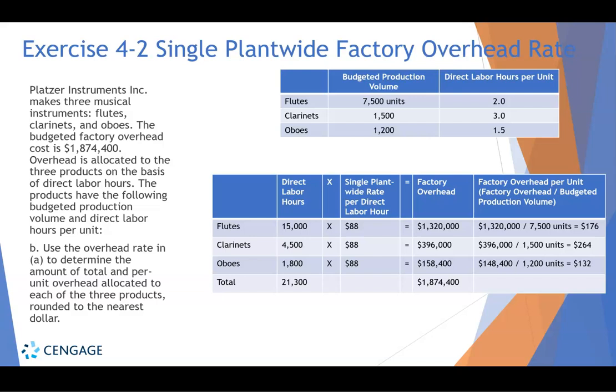Now, if we use that rate, we can figure out what will be allocated to the flutes, the clarinets, and oboes based on the direct labor hours for each of those instruments times the $88. That will allow us to see the factory overhead that is being applied to each of those instruments. And then we can see if we're going to produce 7,500 flutes, that the amount of factory overhead applied per flute is going to be $176. For clarinets, we've got $264 of factory overhead applied to each clarinet, and then the oboes are $132 per oboe.